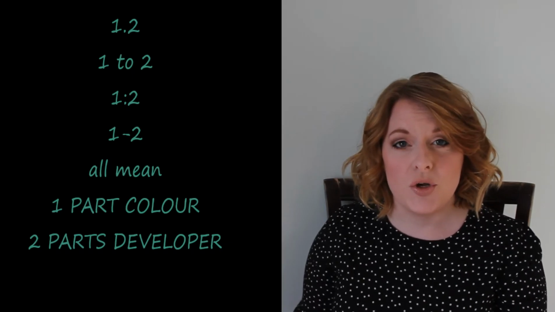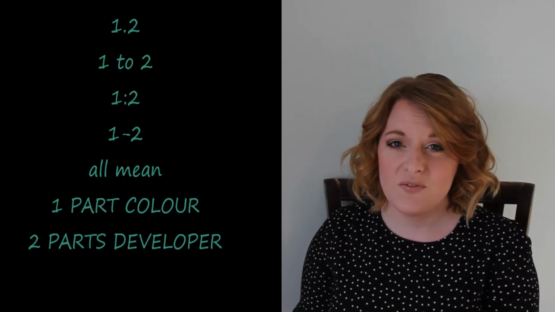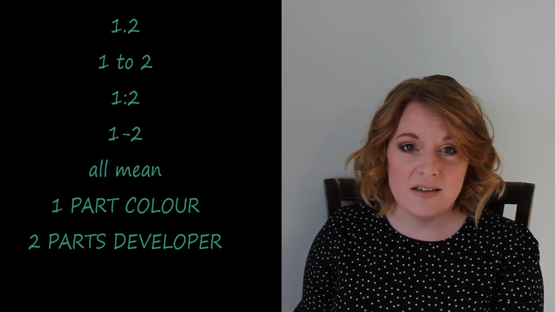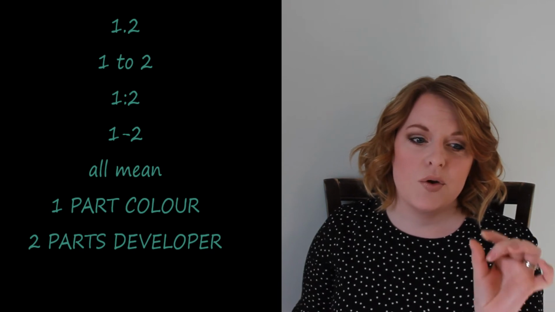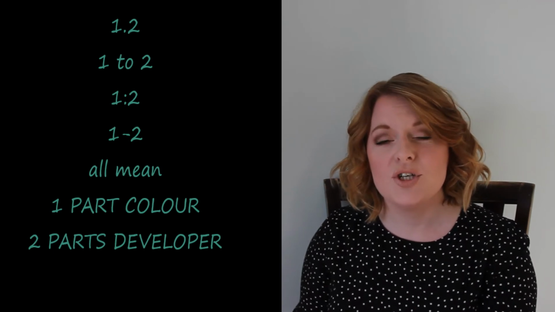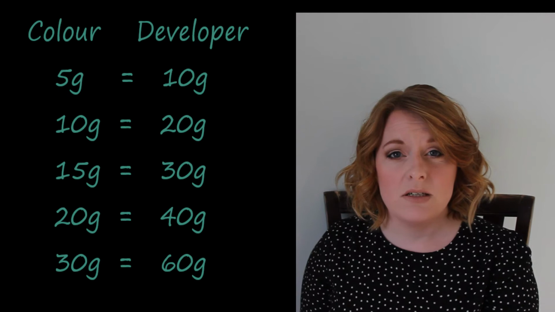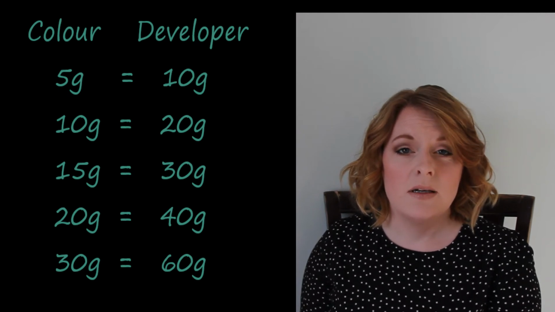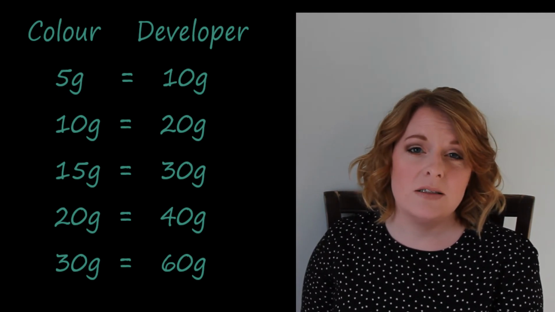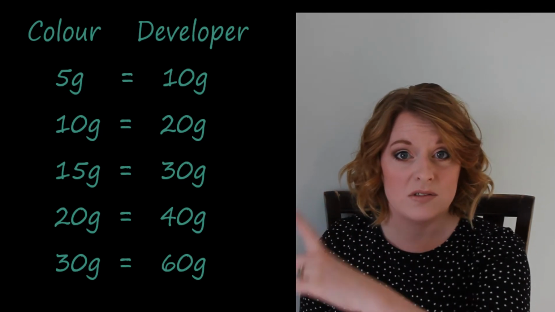So 1 to 2 means 1 part colour to 2 parts developer. To simplify that, that means your 1 part of colour, you double that, and that will give you the amount you need to use for your developer. So again, I'm going to put some numbers up on the screen. 10 grams of colour would be mixed with 20 grams of developer. 20 grams of colour would be mixed with 40 grams of developer, and so on down the list.